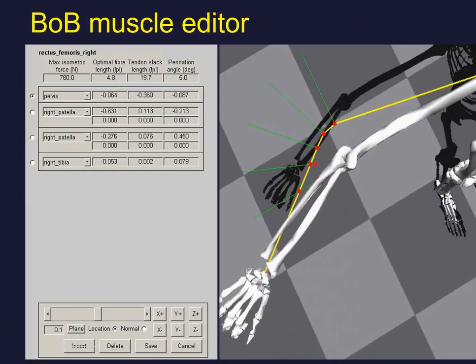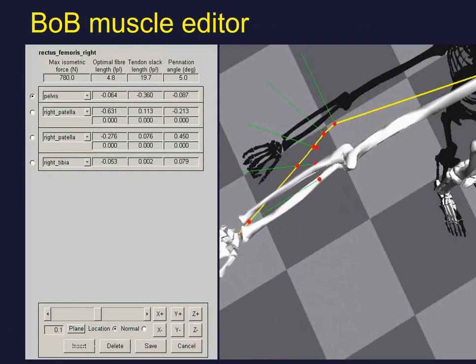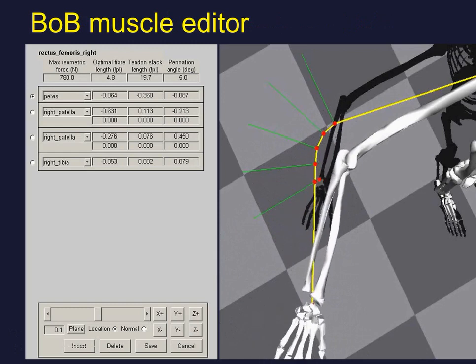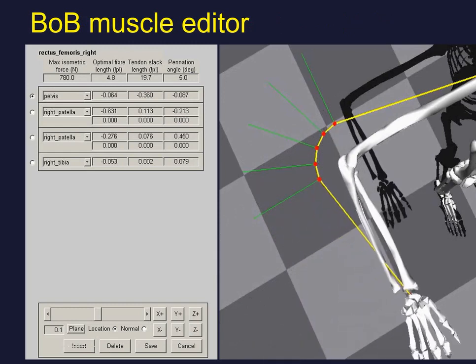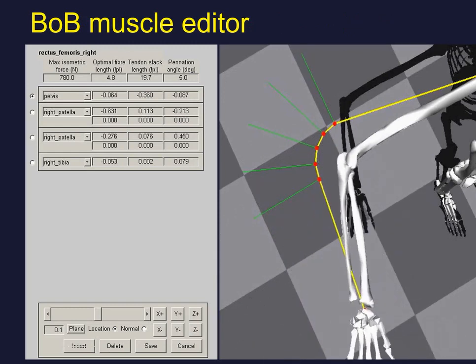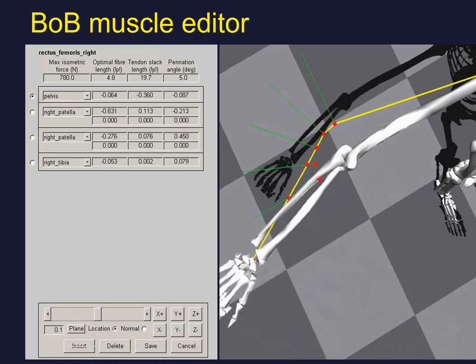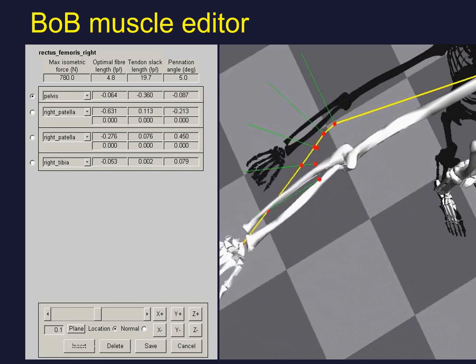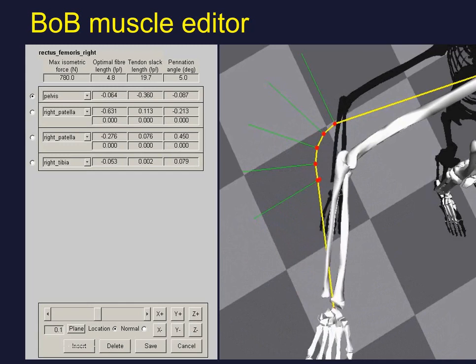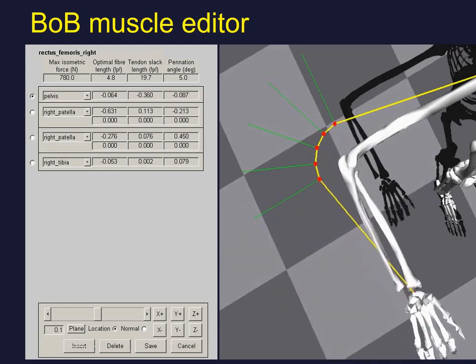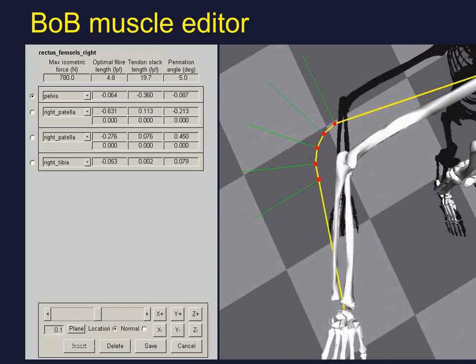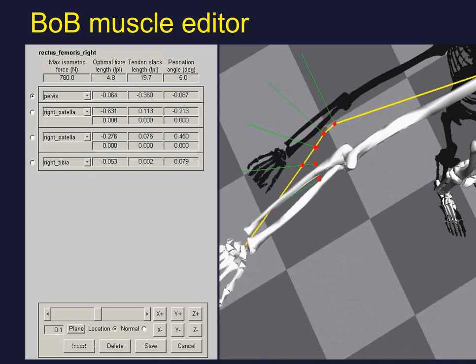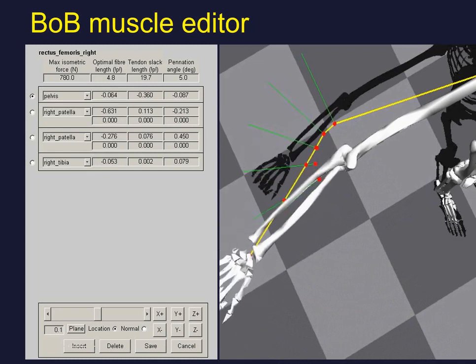BoB contains a muscle editor which allows the user to change the location of the muscle's origin, its insertion, and any underlying wrapping around skeletal components. In the muscle editor, you can also change the maximal isometric force that the muscle can generate, basically how strong the muscle is, its optimal fibre length, its tendon slack length, and its pennation angle.